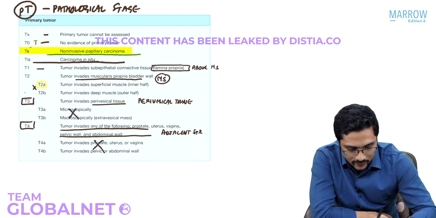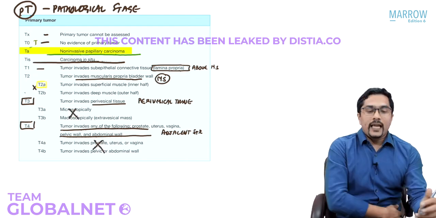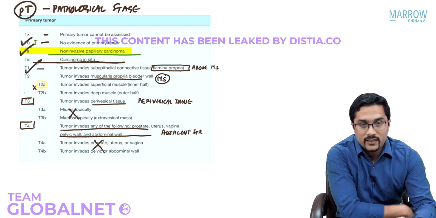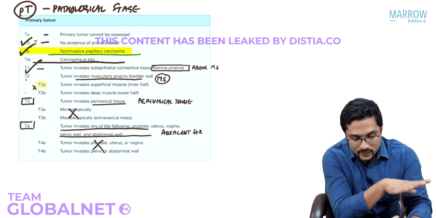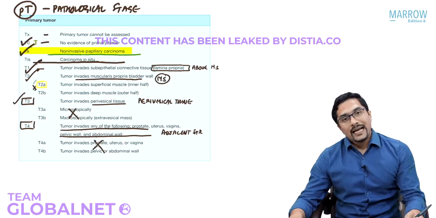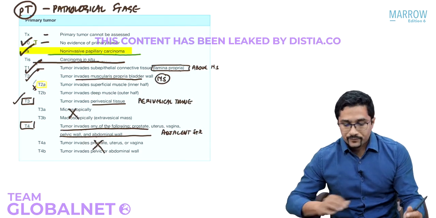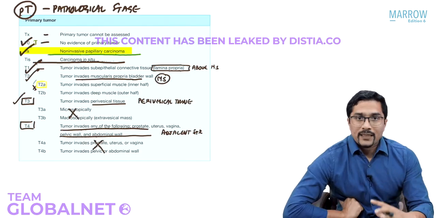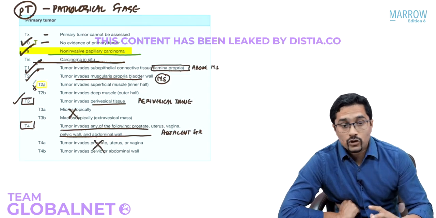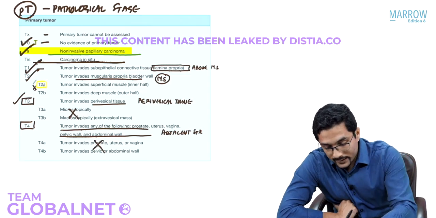You don't need to remember A and B. So Ta is non-invasive papillary cancer, Tis is in situ, T1 is above the muscle layer, T2 is invading the muscle layer, T3 is perivesical tissue, T4 is adjacent structures. This is the pathological staging, T stage of bladder cancer, which you should remember. It has been asked in the exam.